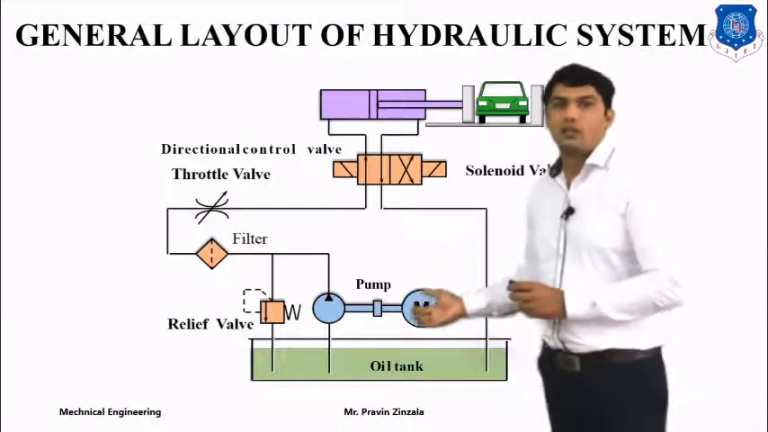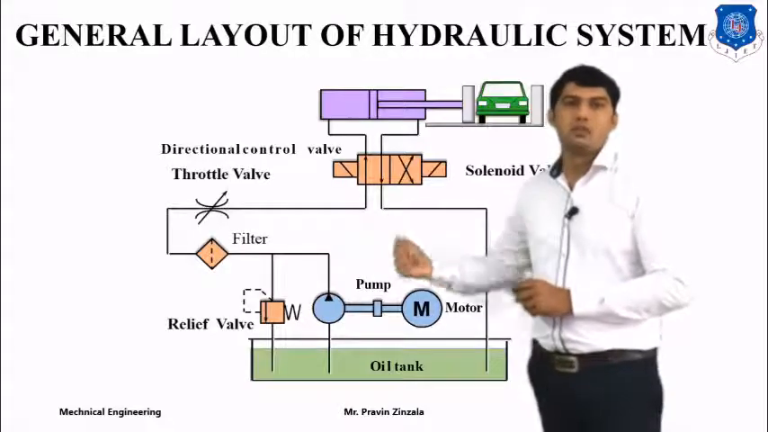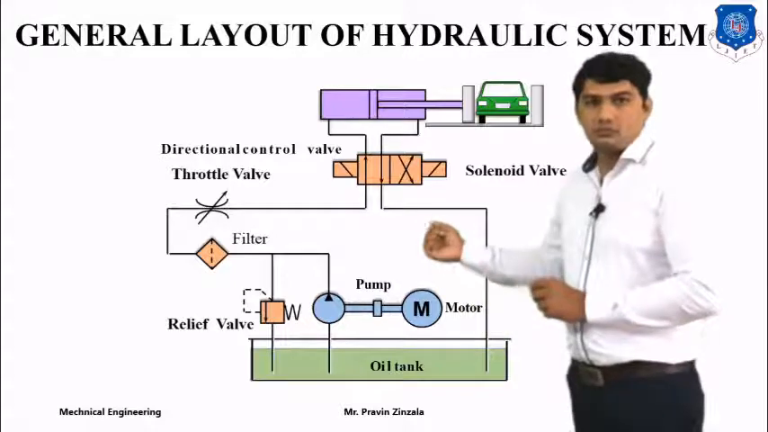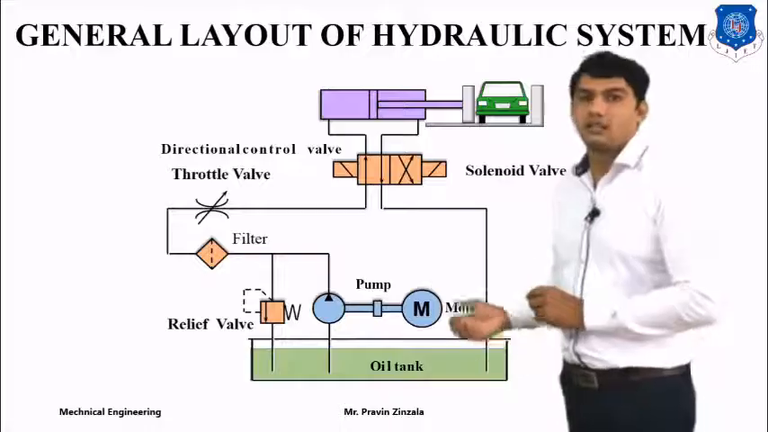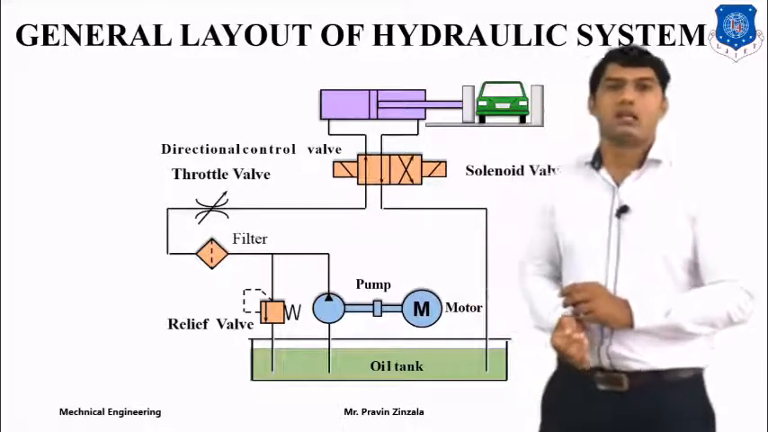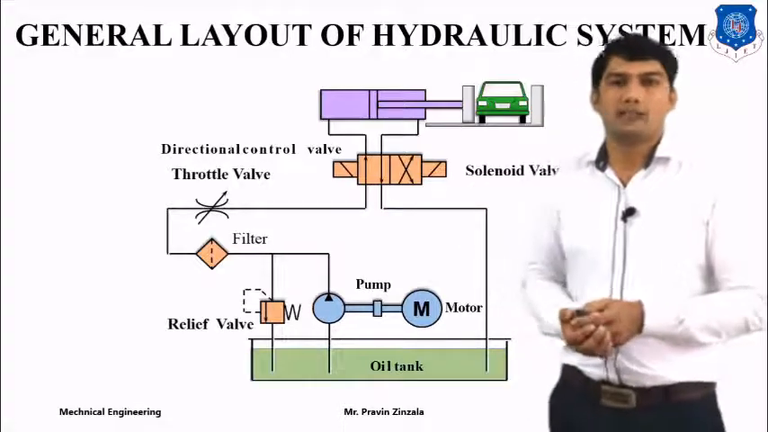Then the fluid goes to the filter. The filter removes contaminants and maintains our design fluid properties. Then the fluid goes to the throttle valve or flow control valve. It controls the flow of fluid in the hydraulic system.